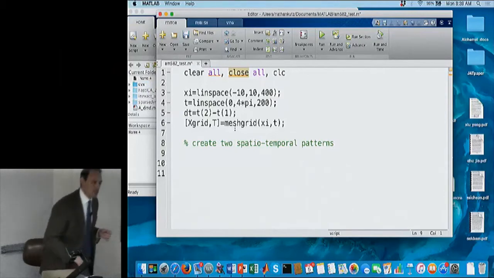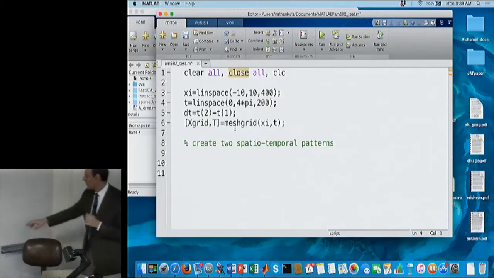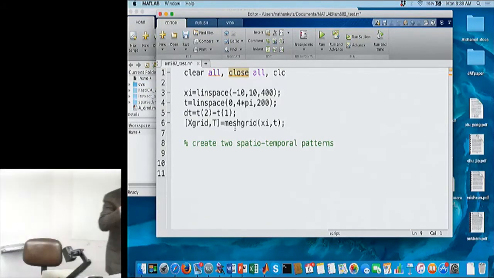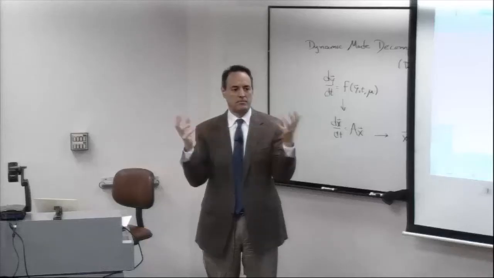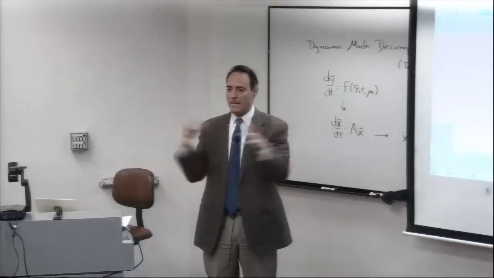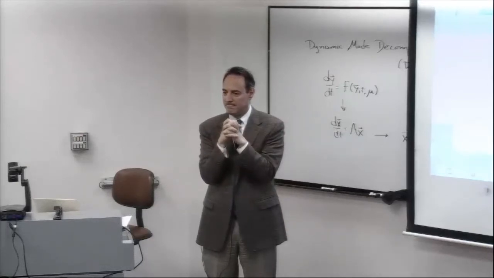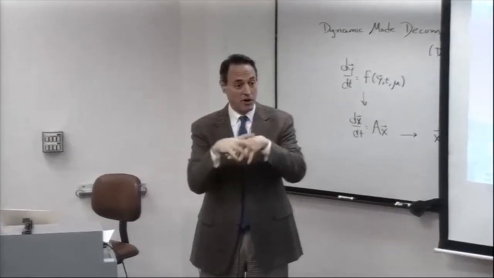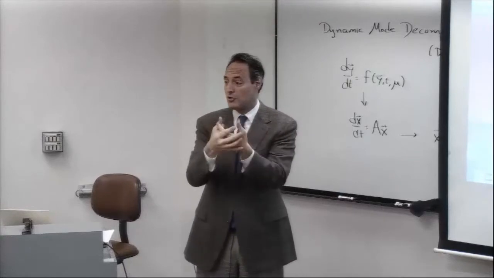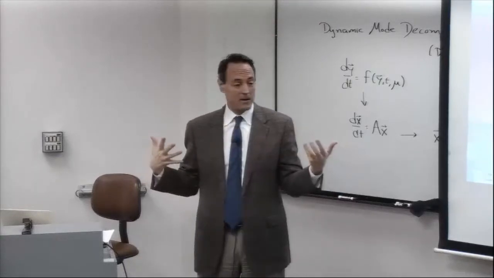Okay, so here's going to be the objective of the code. What we're going to do is take two space-time things that are doing something in space-time. We're going to merge them and just observe all of it at once. And our goal is to try to pull them back apart.